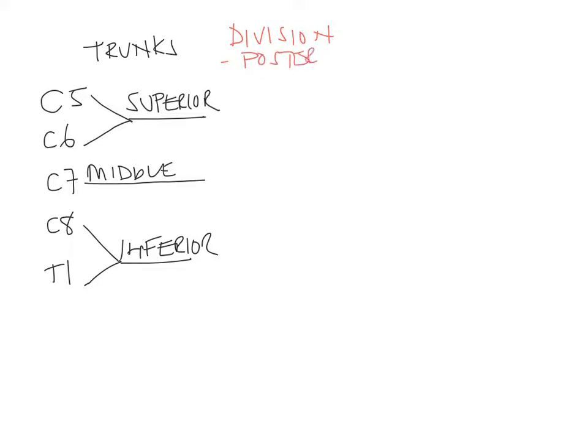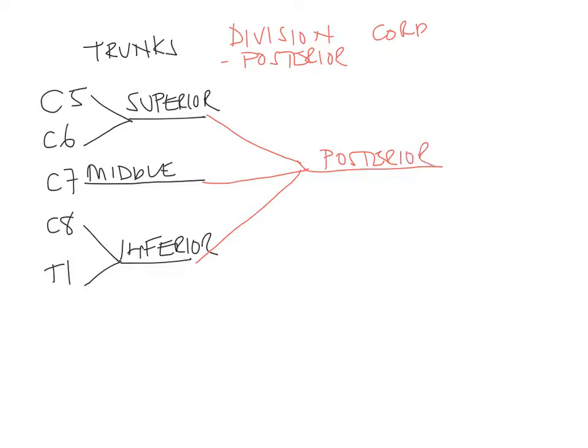If we look at the posterior divisions to begin with, the three posterior divisions, one coming from each trunk, unite to form what is known as the posterior cord. And this travels behind the second part of the subclavian artery, which is how it gets its name, posterior cord, and eventually divides into the radial nerve, which is the largest of the nerves coming from the brachial plexus, and the axillary nerve.